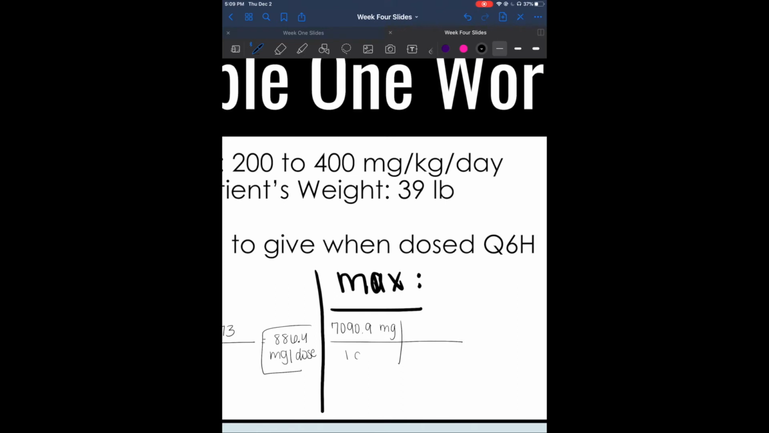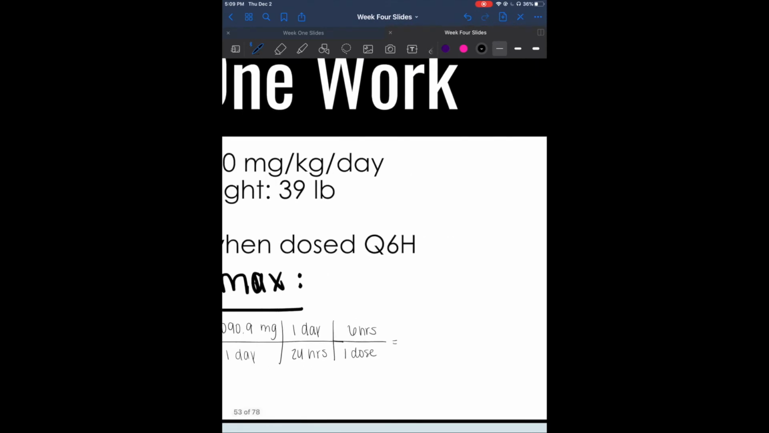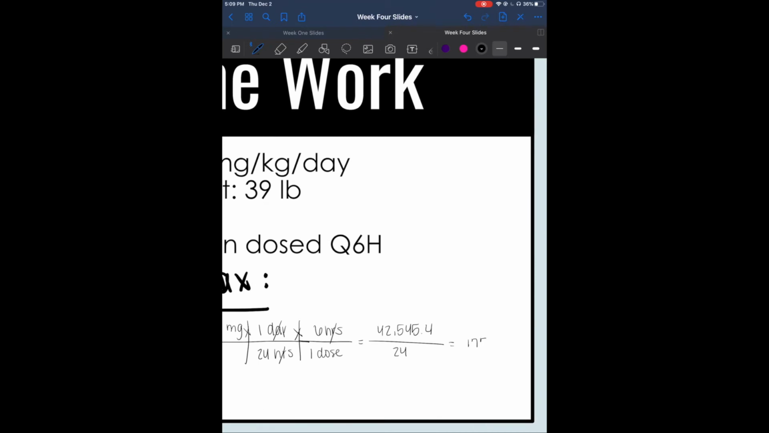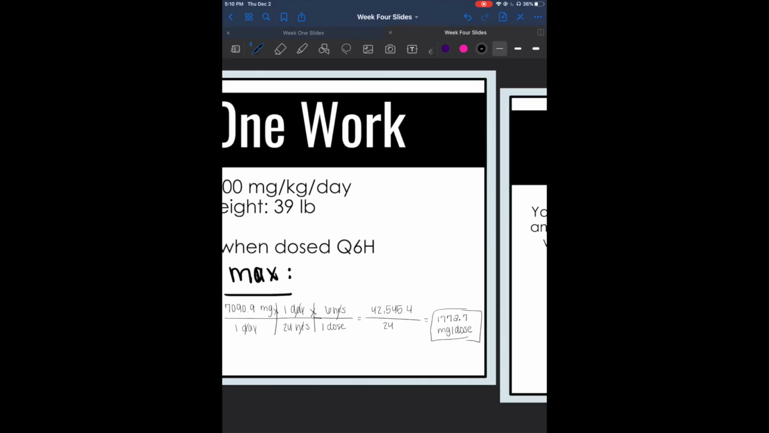Same setup, just going to change our number in our third column. And then we end up with a maximum amount of 1,772.7 milligrams per dose if we give the maximum amount of medication every 6 hours.